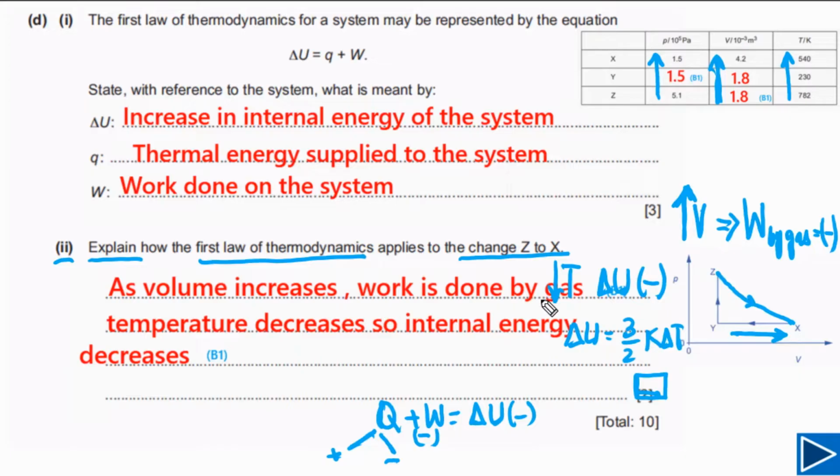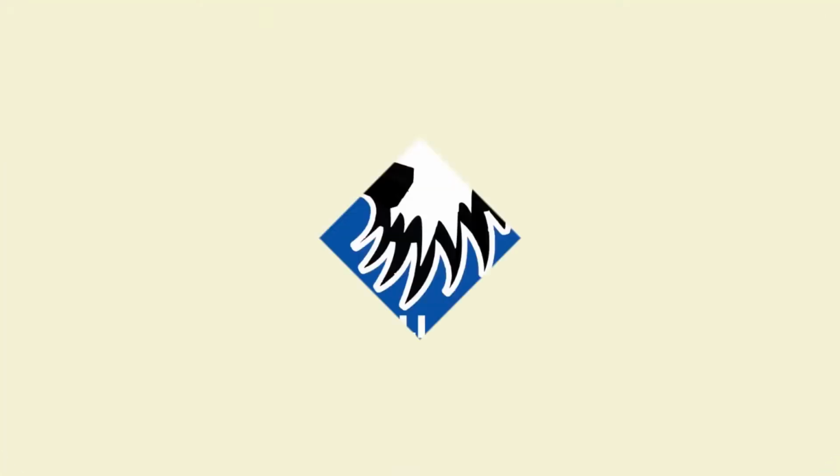As volume increases, work is done by gas. So this will be 1 mark. You will get 1 B mark for this one. And the second B mark is if you have written temperature decreases, so internal energy decreases, you will get the second B mark.